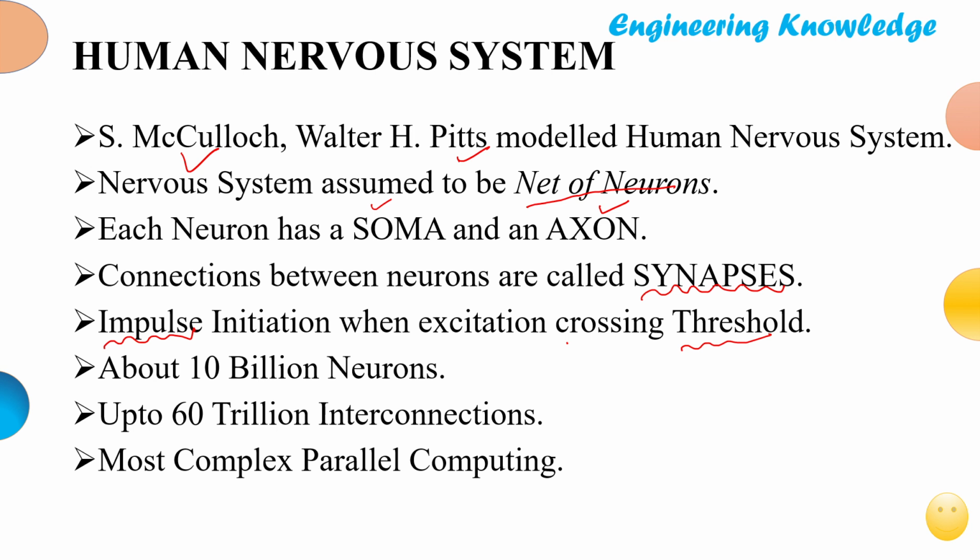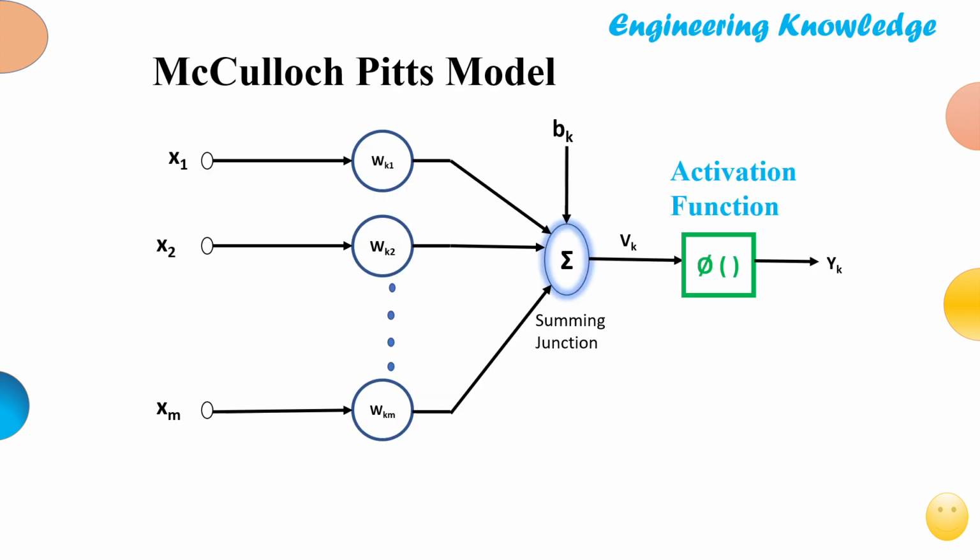There are about 10 billion neurons and 30 trillion interconnections, and it is the most complex parallel computing device ever. Based on this, the neural network concept was given: if the impulses are from x1 to xm, we model them using some product, and these weights are wk1, wk2 till wkm.